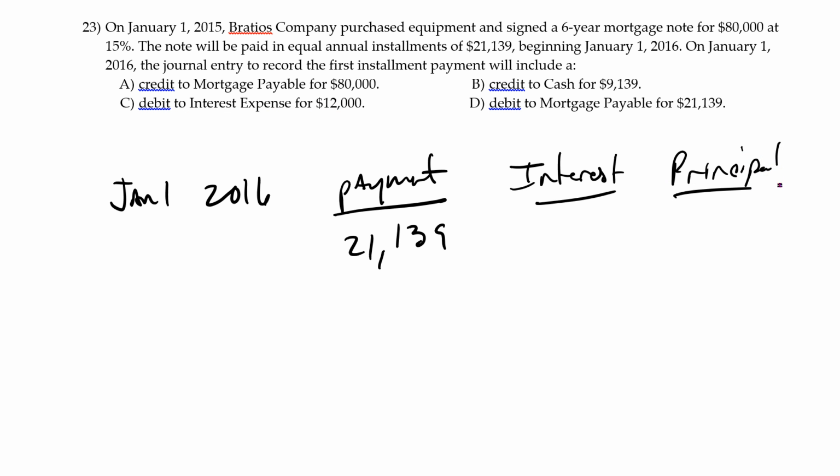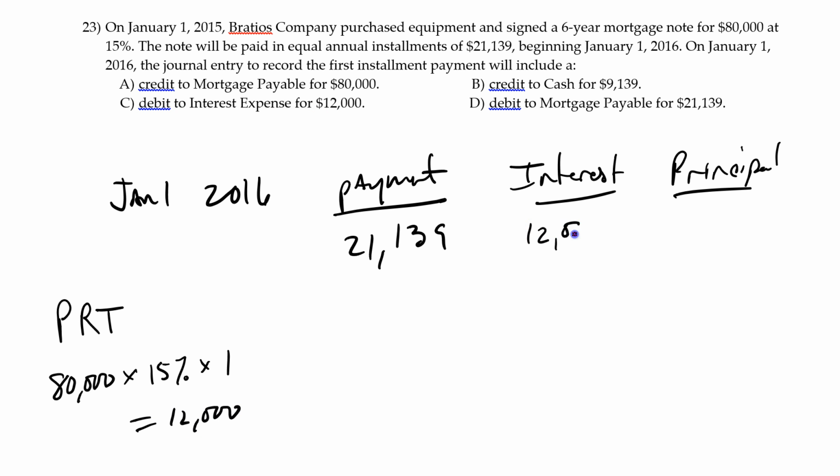Well, the priority here is interest gets the money first. So the interest on January 1 would be, and you've probably learned this before, the formula to calculate interest is the acronym PRT, principal times rate times time. So the principal at this point is $80,000. It hasn't been reduced yet. The rate is 15%, and the time in this case is 1 year, because it's been 1 year that it's been outstanding. So we multiply that out and we get $12,000. So the interest is $12,000.